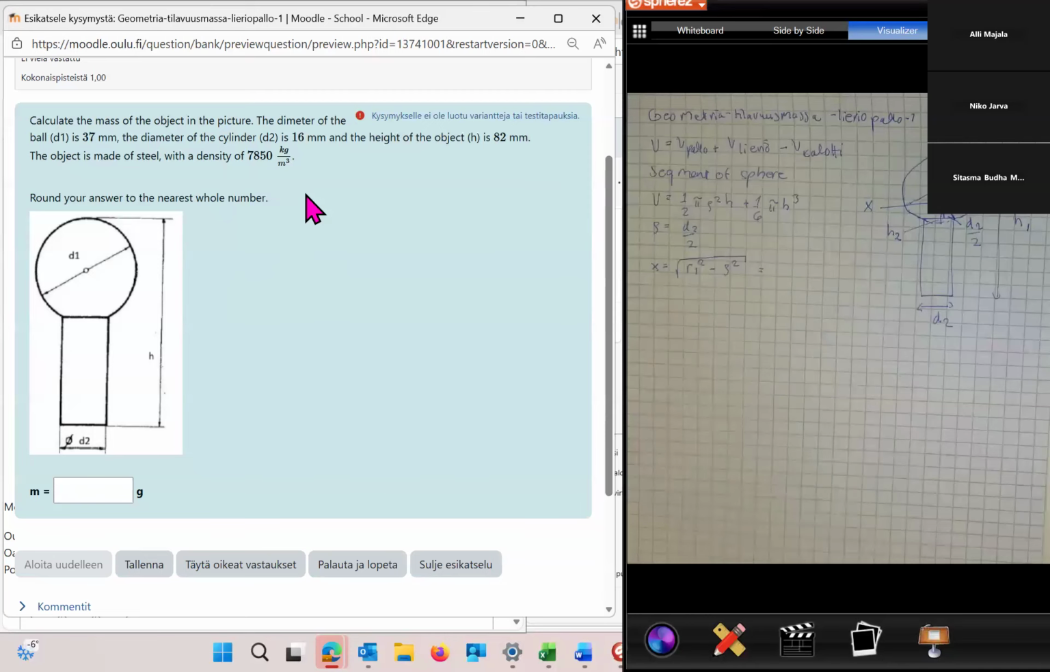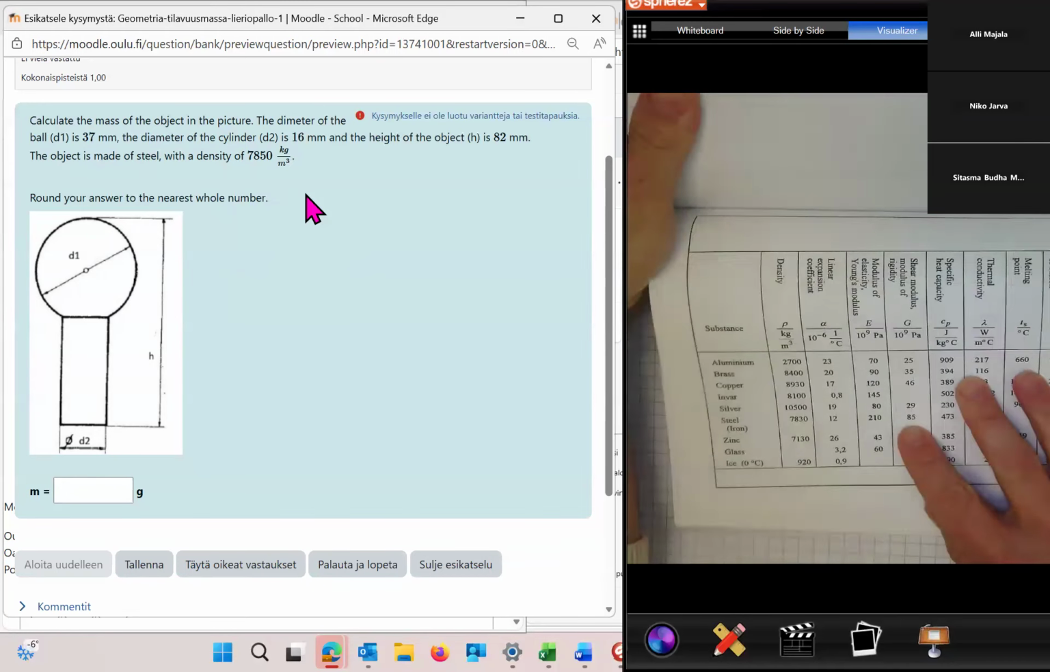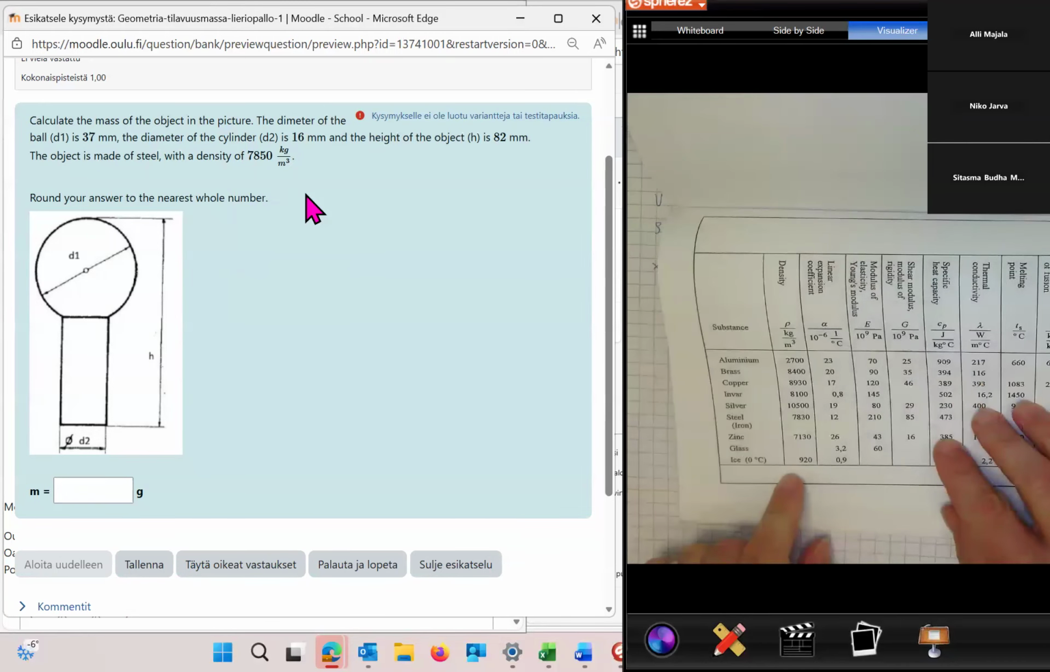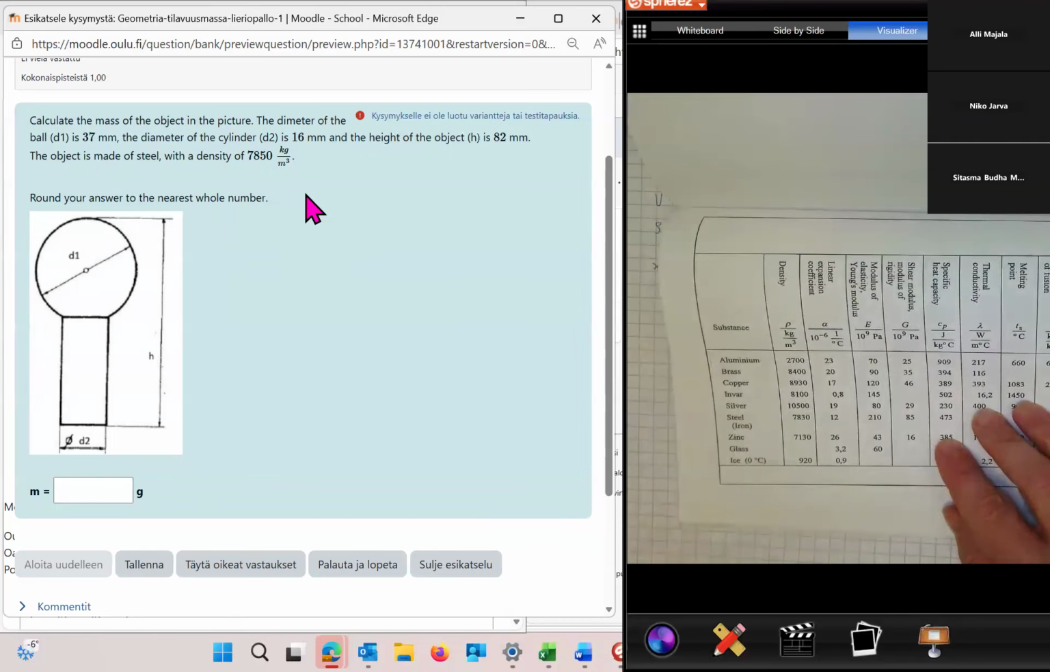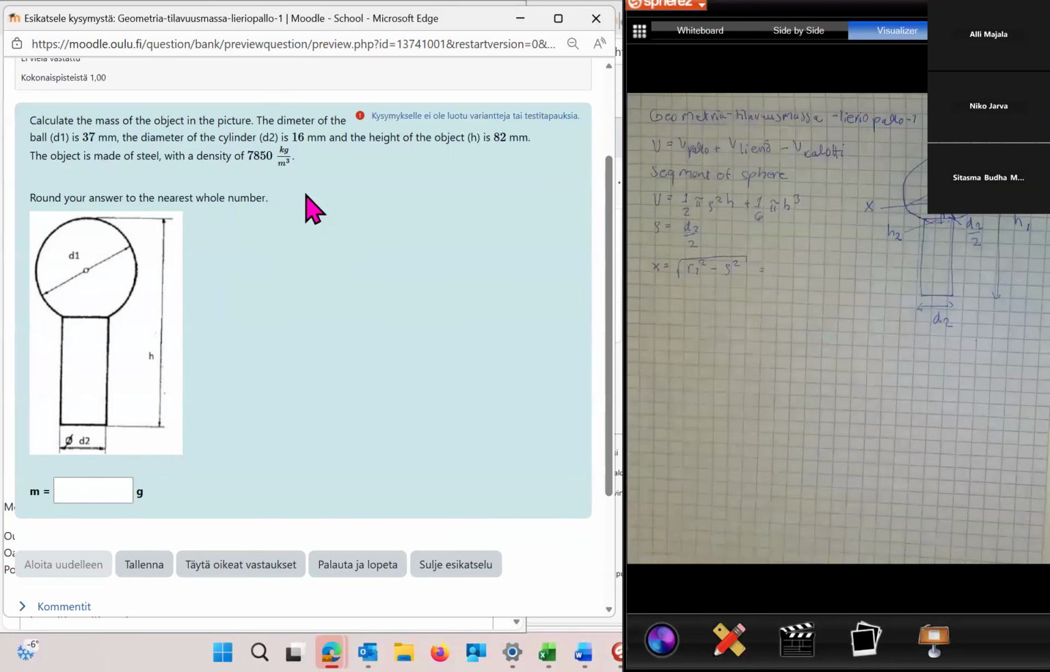Here, for example, for sure, maybe you already did. It's 7,850 kilograms per cubic meter. Here is steel, 7,830. So most probably steel.